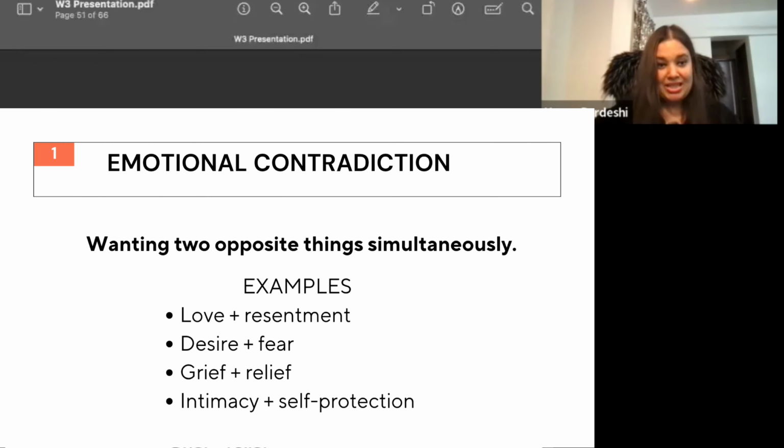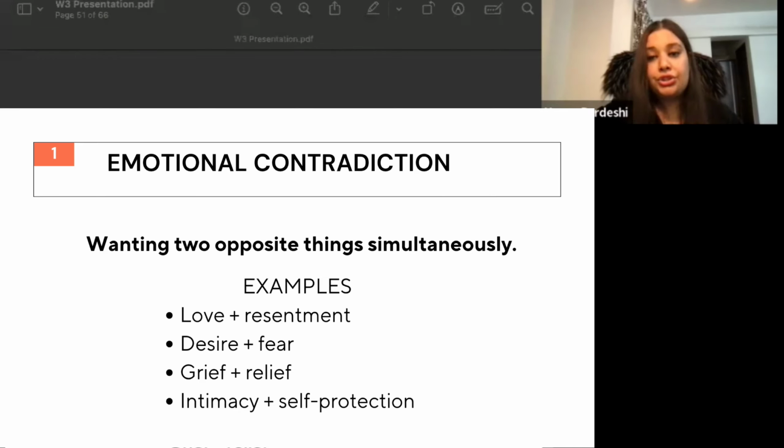Element number 1: emotional contradiction. Wanting two opposite things simultaneously. For example, love and resentment, desire and fear, grief and relief, intimacy and self protection. This is one of the strongest emotional forces in fiction. When characters want contradictory things simultaneously, scenes become emotionally unstable in the best possible way. That instability creates intensity.